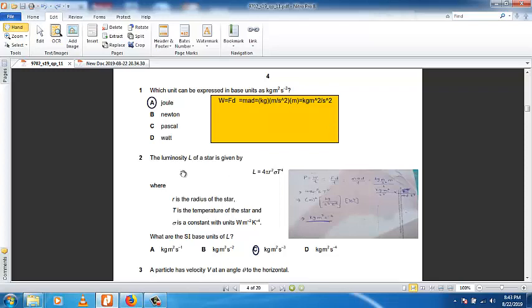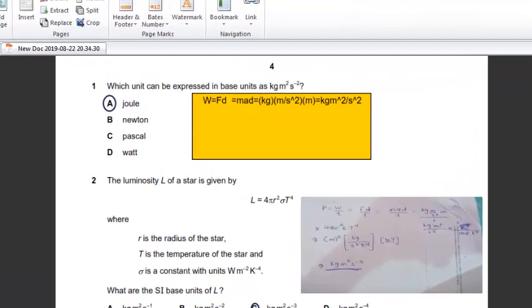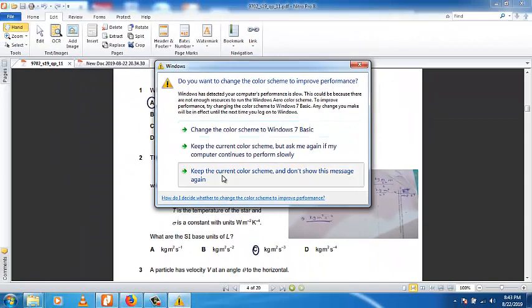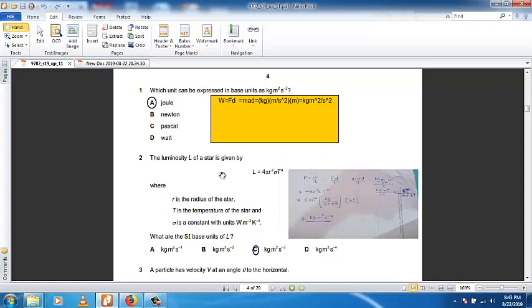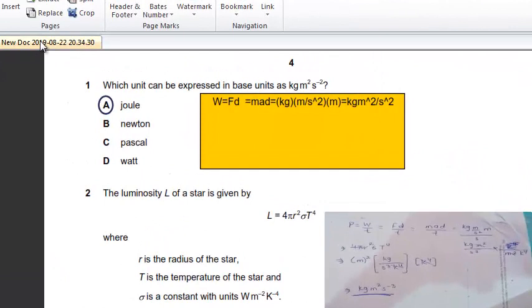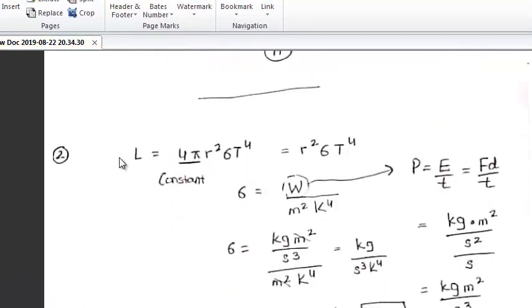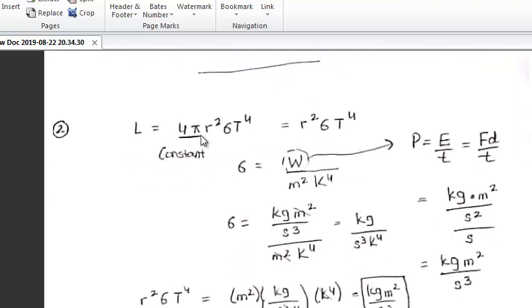For question number 2, it says that the luminosity L of a star is given by L equals 4 pi r square sigma t raised to the power 4, where r is the radius of the star, t is the temperature of the star, sigma is the constant with units watt per meter square per Kelvin raised to the power negative 4. So what are the SI base units of L? So for this, 4 pi is a constant, so we have to ignore it. So what we are left with is r square sigma t raised to the power 4.